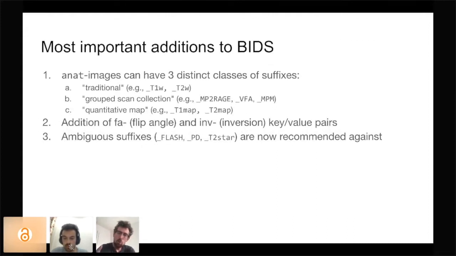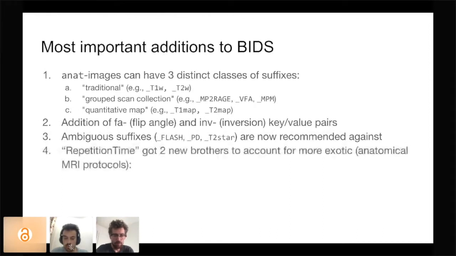So we don't remove them from the spec so that we don't get backwards compatibility issues, but we do get them out there. We recommend against them so that we make sure that people can be less ambiguous in how they curate their data. And basically, because of these more complex anatomical images, we thought we needed to add 2 new fields for repetition time preparation. So for example, the time between 2 inversion pulses, and repetition time excitation. So the different excitation pulses within a gradient echo readout block.